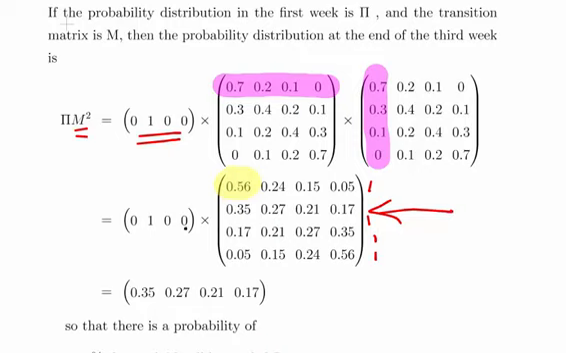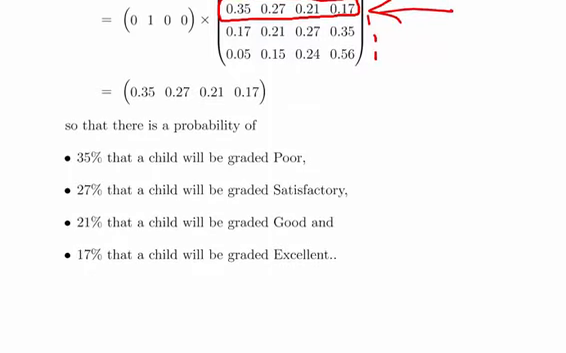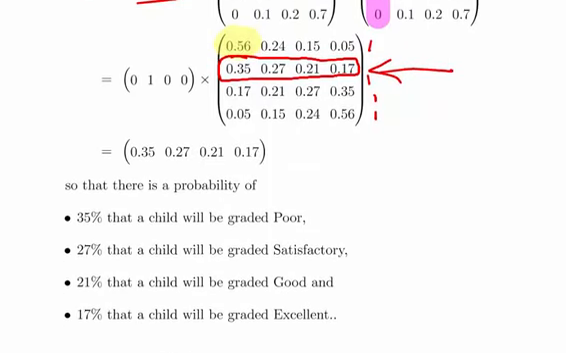Okay? Now, what we're going to do is multiply M squared by 0, 1, 0, 0. Essentially what that does is just pick out this row here. And that is the distribution we will get. So 35% of children will be graded poor, 27% of the children will be graded satisfactory, 21% will be graded good, and 17% will be graded excellent.